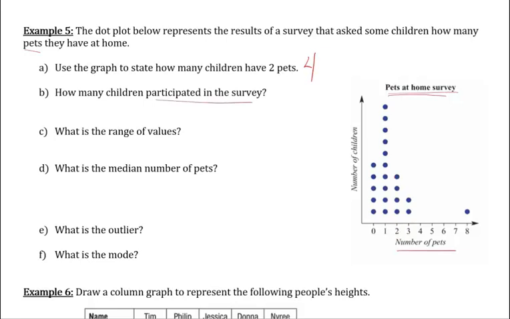How many children participated in the survey? Well, that's easy. I just count all the dots. 1, 2, 3, 4, 5, 6, 7, 8, 9, 10, 11, 12, 13, 14, 15, 16, 17, 18, 19, 20, 21, and our outlier, 22. So I'm counting the dots. What is the range of values? Well, our highest value is 8, and our lowest value is 0. So my range of values is going to be the highest number minus the lowest number. So that means 8.